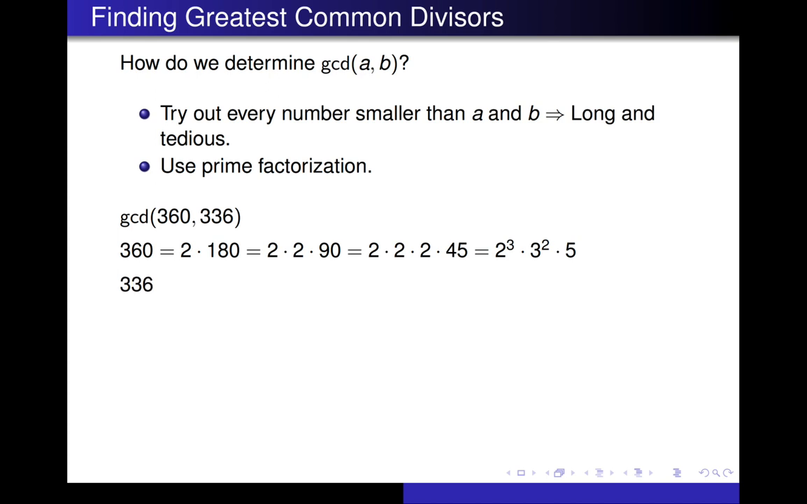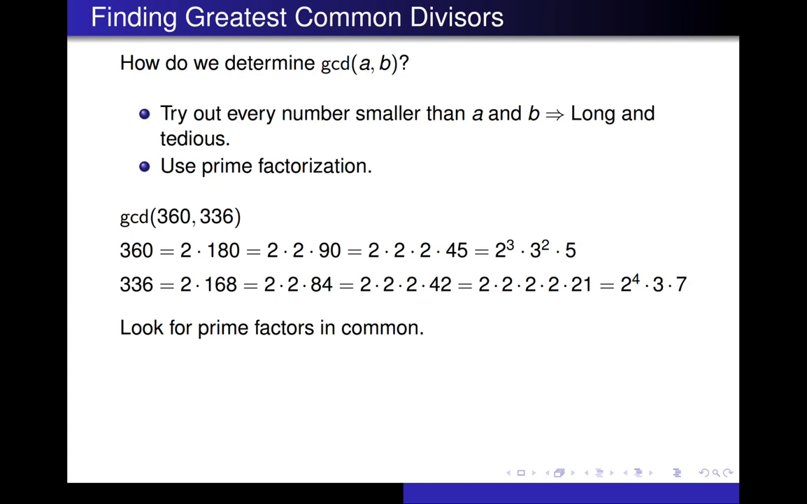We go through the same process with 336. Here we have a lot of factors of 2. So we get 2 times 168, 2 times 2 times 84, 2 times 2 times 2 times 42, one more time, 4 factors of 2, and then 21. And then 21 is 7 times 3, which are both prime. So we get 4 factors of 2, 1 factor of 3, and 1 factor of 7. Now, if we want to figure out the GCD, what we're going to do is look for what prime factors are in common. So they both have 2's in them, right? If we're looking at 360, that has 3 factors of 2, 2 to the third, right?